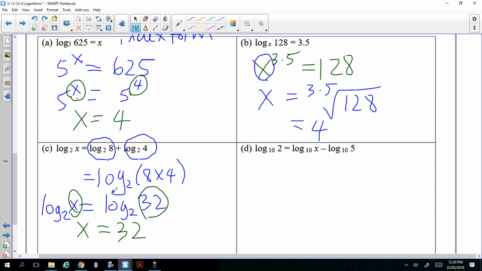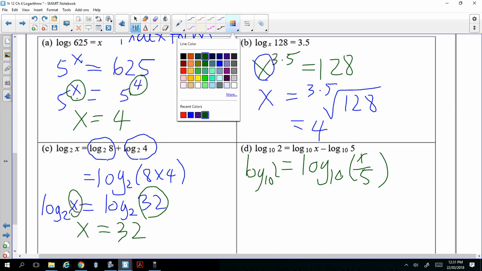Let's go through the answers. So using the log law, you get log base 10 x over 5 equal to log base 10 2. So therefore, these must match, right? 2 must match with x over 5. x equal to 10. Beautiful.